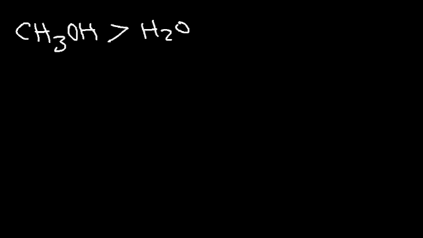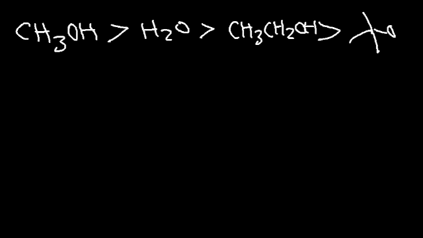Now, there's some other things you need to know. Methanol is a stronger acid than water, and water is a stronger acid than ethanol, which is stronger than tert-butanol. Methanol has a pKa of 15.5, and for water it's 15.7. For ethanol it's 15.9, and for tert-butanol it's 18.